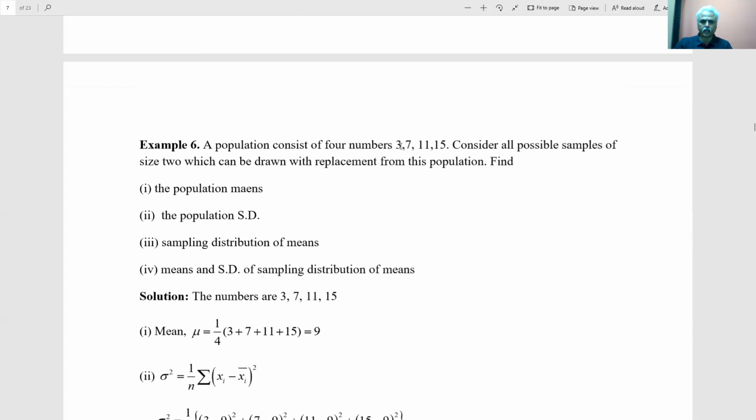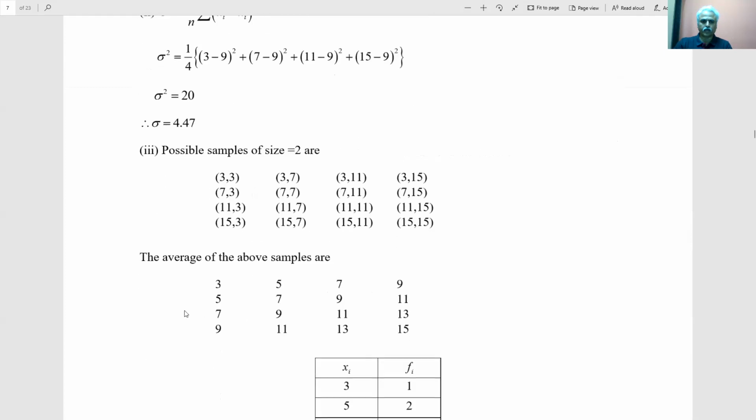From each one starting from 3, 4, starting from 7, 4, starting from 11, 4, starting from 15, 4 are possible. Totally 16. And the average of each of these samples. There are 16 samples totally.